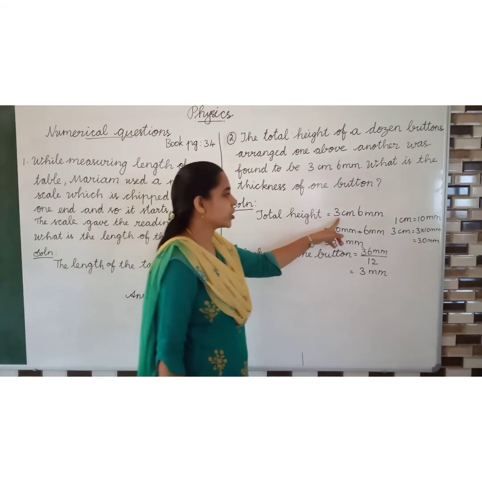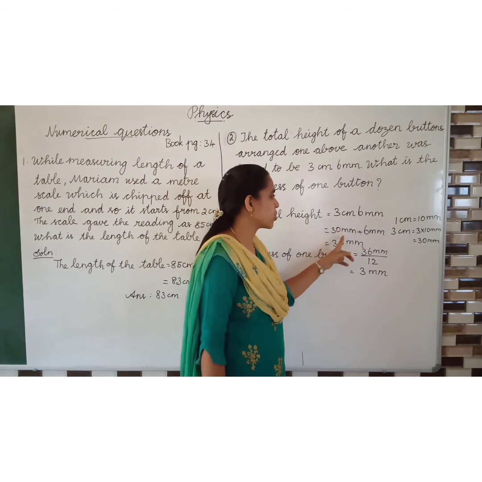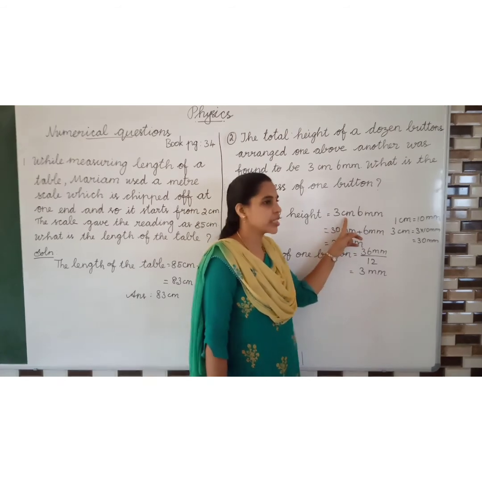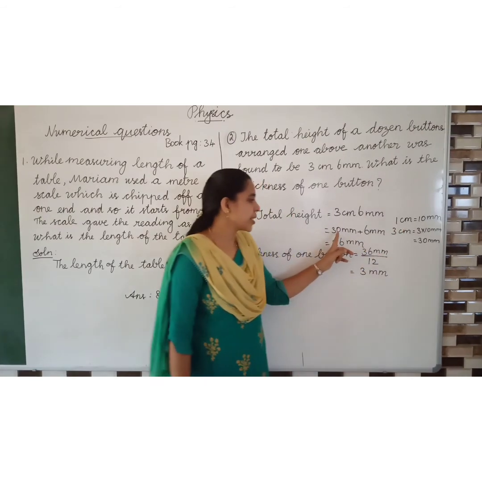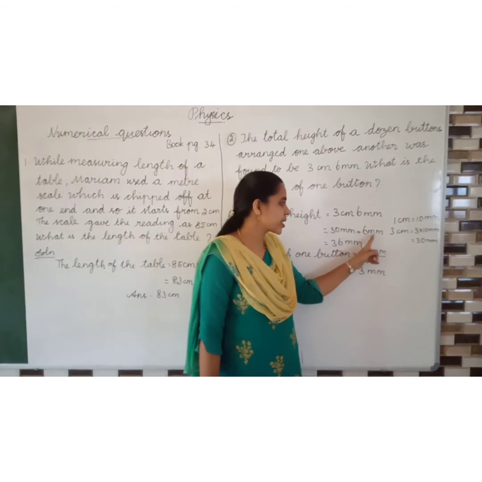Total height is equal to 3 centimeter and 6 millimeter. We have to add these two numbers. Before that, we have to change the centimeter into millimeter. So instead of 3 centimeter, 30 millimeter plus 6 millimeter.